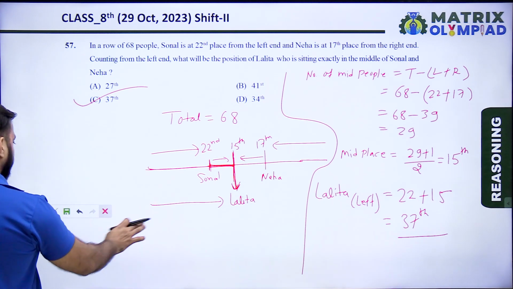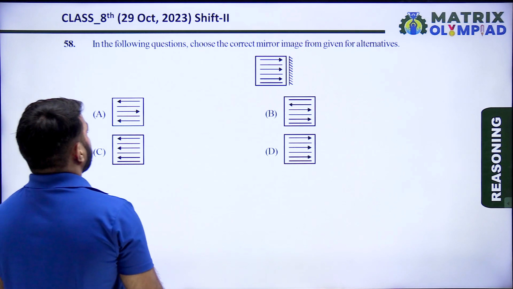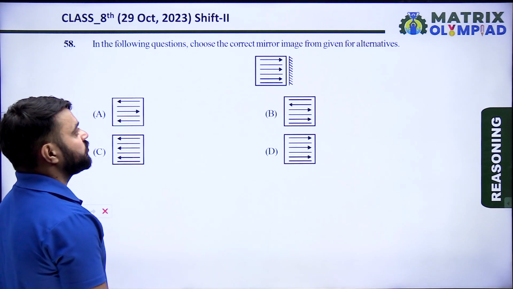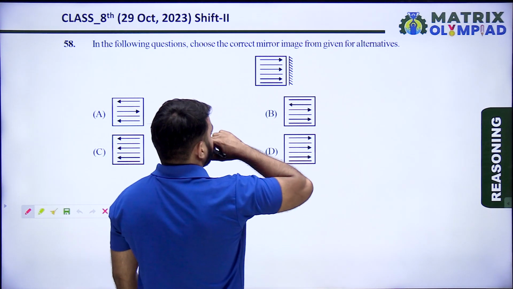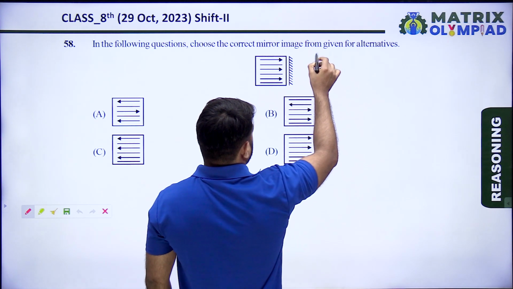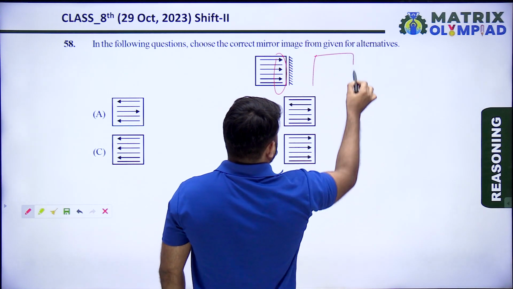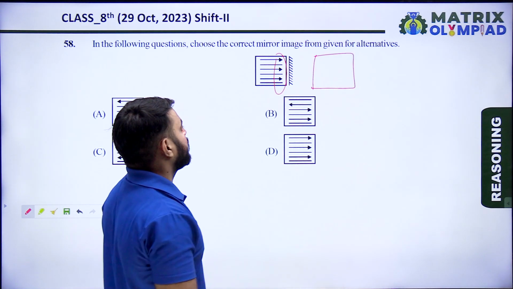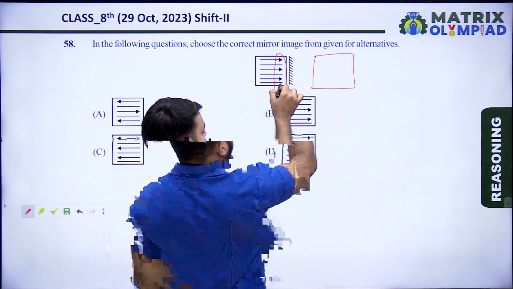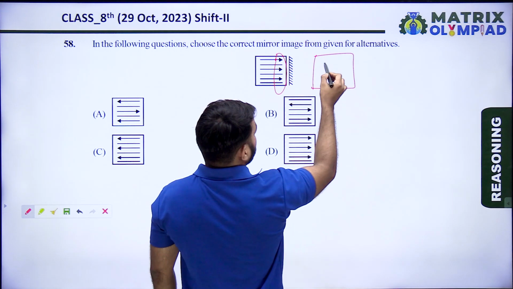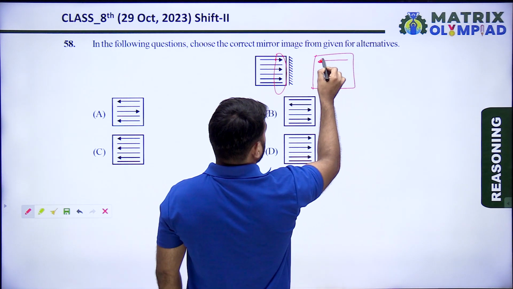So let's move on to the next question. The next question is question number 58. In the following question, choose the correct mirror image from the given four alternatives. So find the mirror image of the given figure. The mirror image of the given figure looks as follows, because this part is near the mirror, it will remain near the mirror.